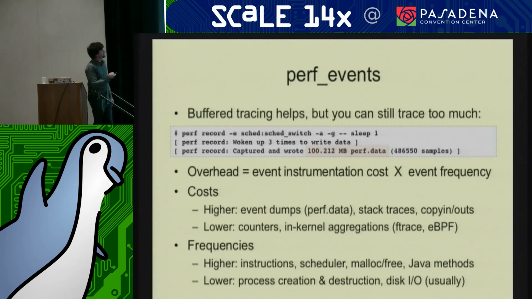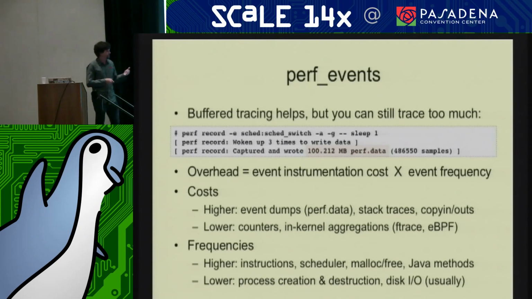My problem is I've traced something that's very frequent, the scheduler switch event. When you use tracers, and the same is true for all of them, including, say, eBPF and DTrace, you have to be aware of the overhead of what you're doing. There are various costs. If I'm dumping every event, that's high cost, like to a tcpdump file or perf.data file. If I'm doing in-kernel aggregations, it's much better. And then there's the frequency of events.